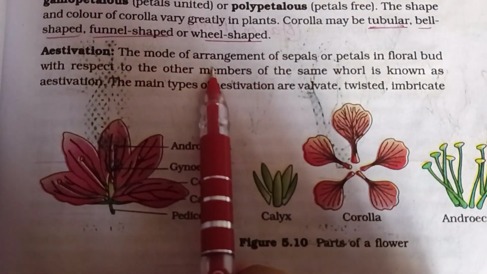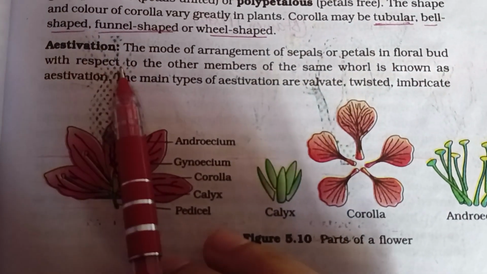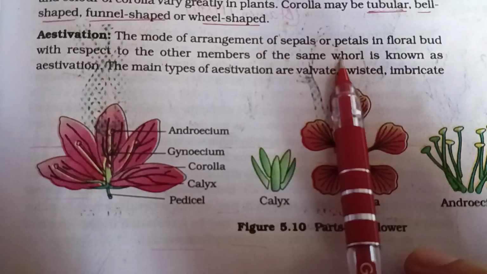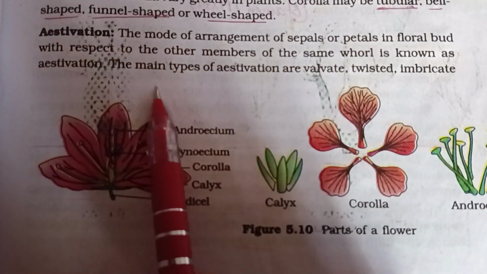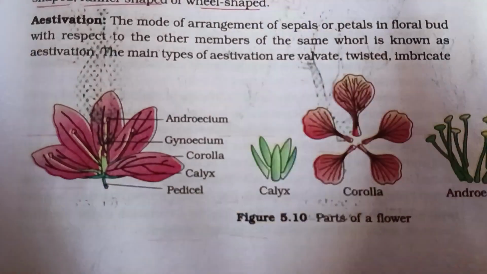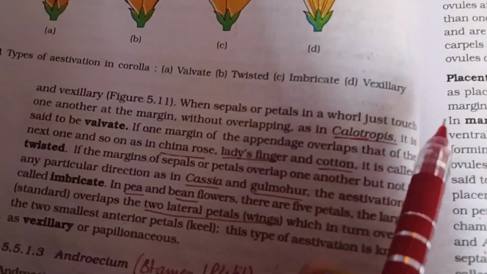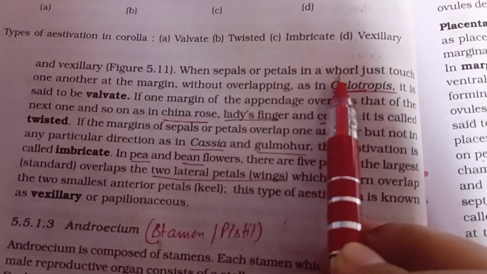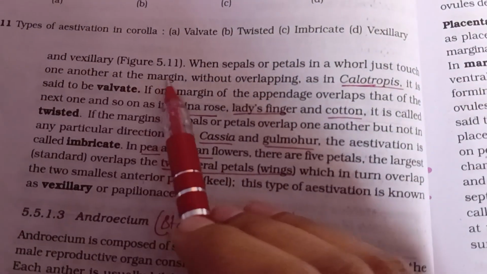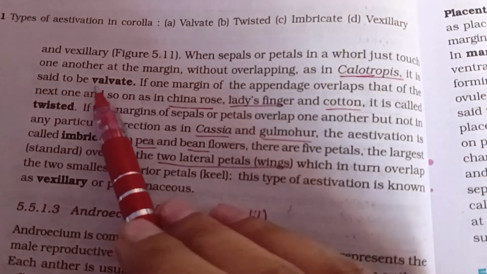Now, estivation: the mode of arrangement of sepals or petals in floral buds with respect to the other members of the same whorl is known as estivation. The main types of estivation are valvate, twisted, imbricate, and vexillary. When sepals or petals in a whorl just touch one another at the margin without overlapping, as in calotropis, it is said to be valvate.